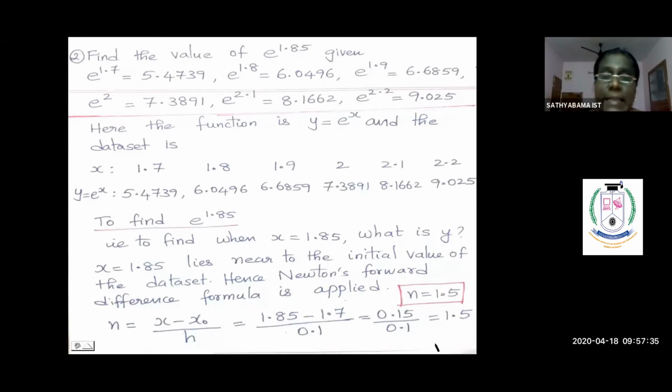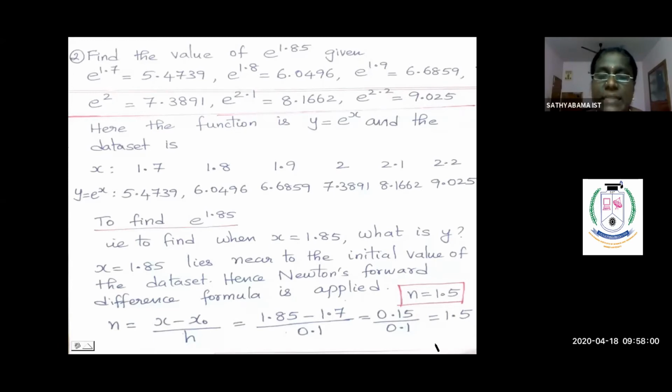First of all, I need a data set. So here I'm going to take the function as, what is the function? Y is related to x. How? Always y is f of x. Here y is equal to e power x. That's what I'm going to take because I need to calculate e power 1.85. So if I take x is equal to 1.85, then e power x is y. So we need a corresponding value, what is y.